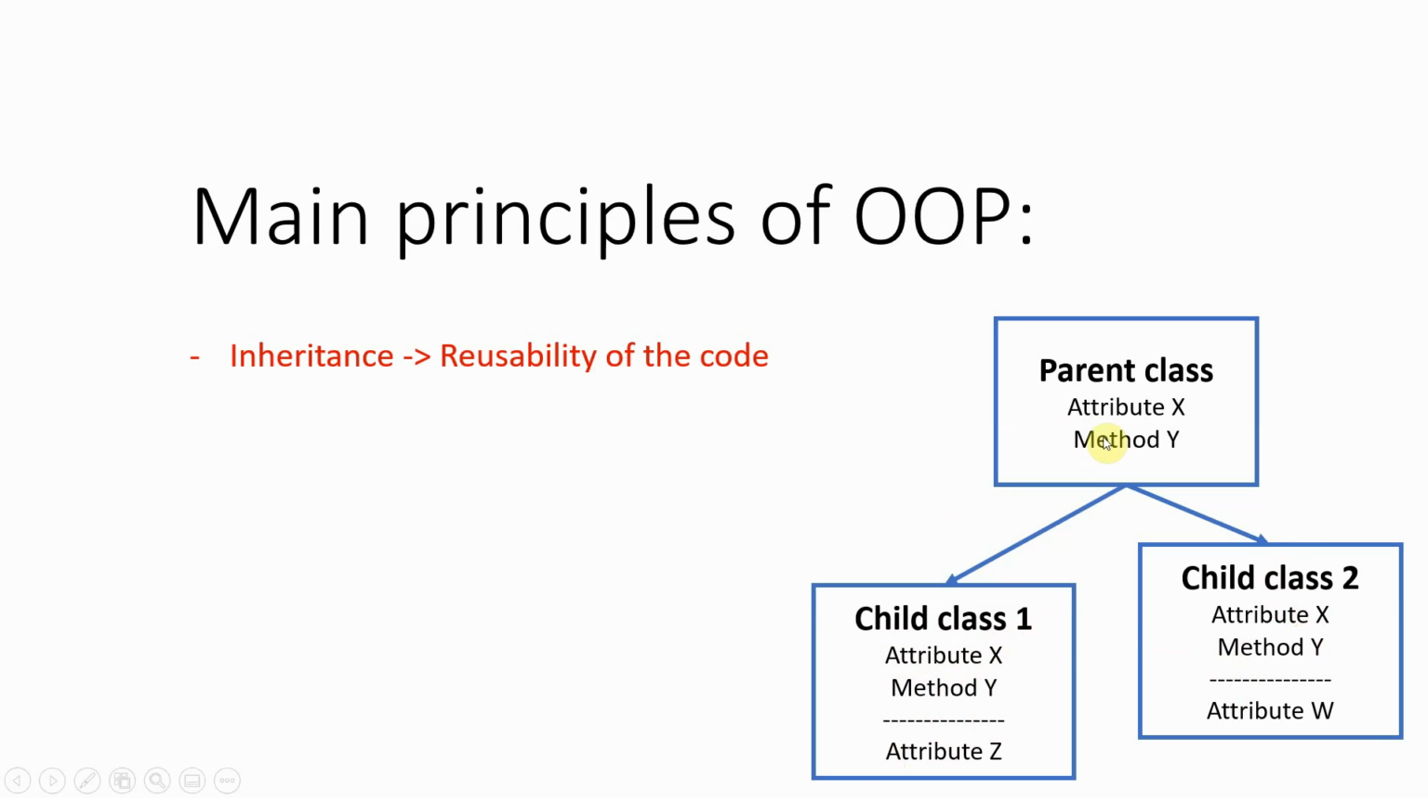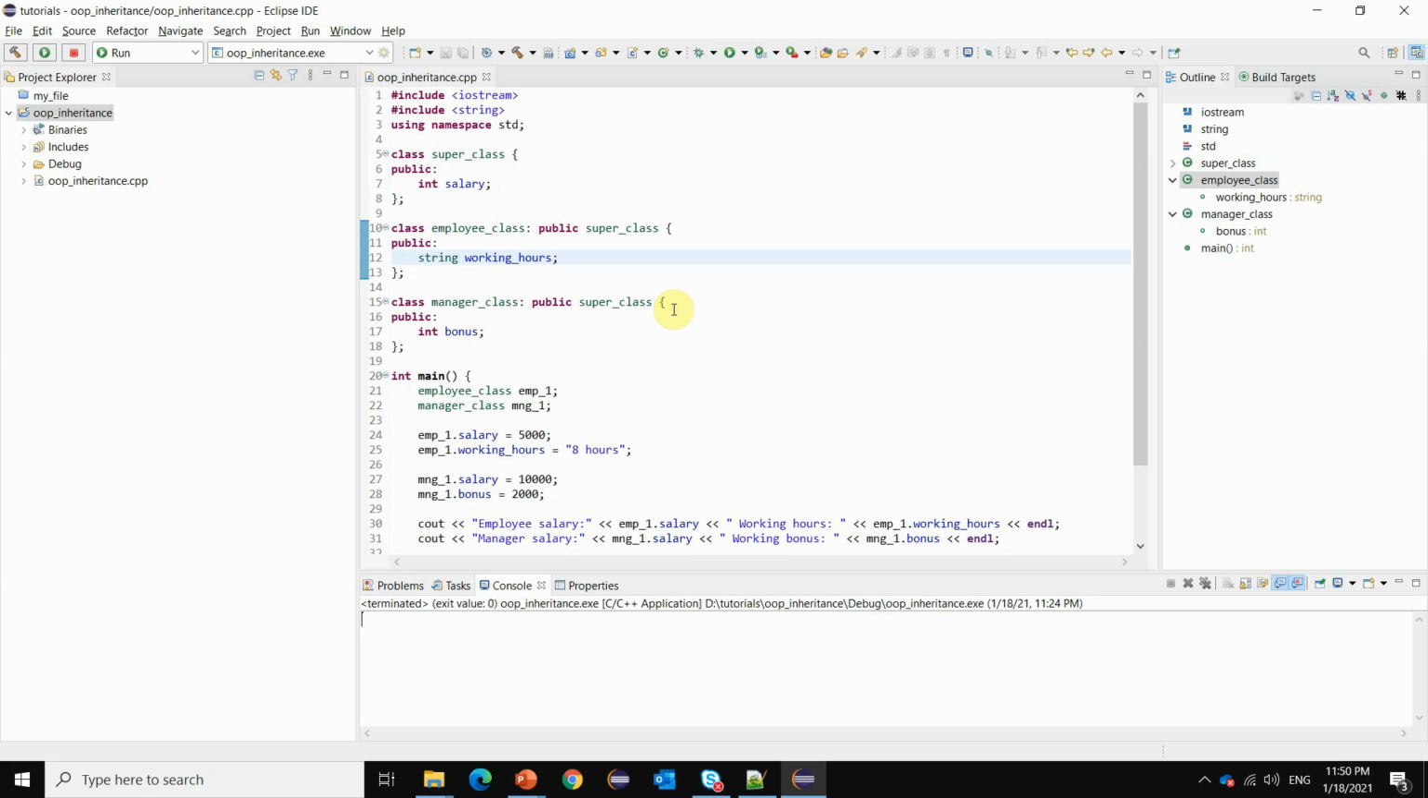So what I am doing here is actually reusing the attributes and methods in my child class. So I don't need to write them again and again. This will help the programmer to save time, energy, and resources. Let me show you a practical project.